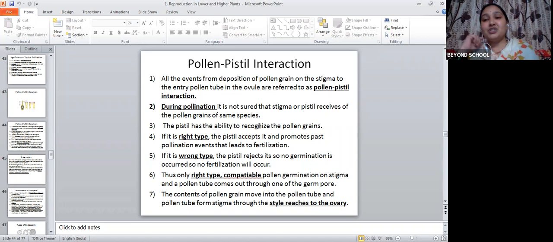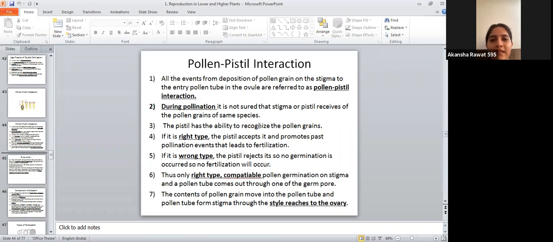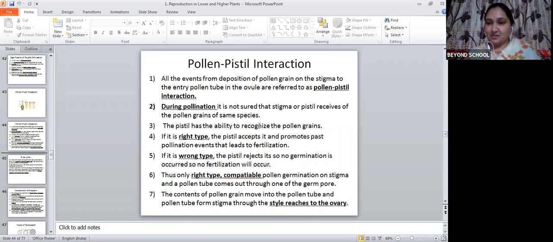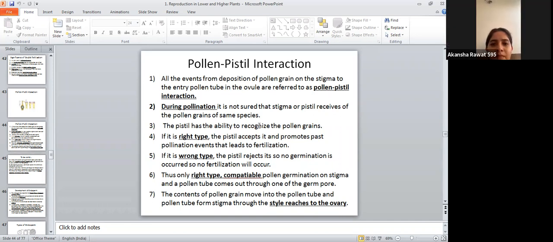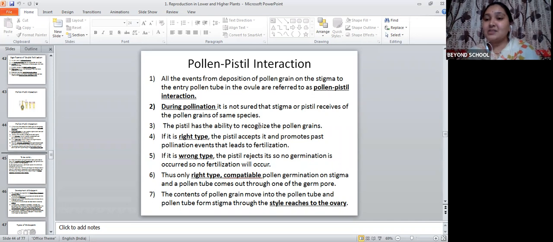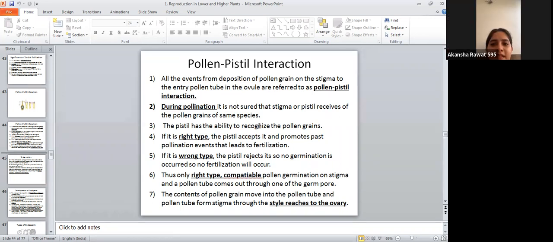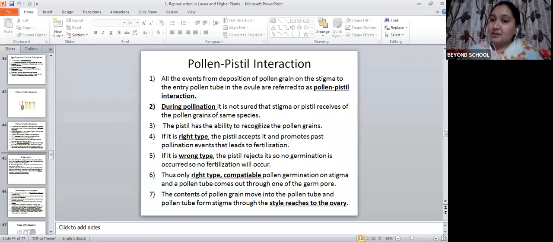The pollen tube, the germ tube, is supposed to get germinated, and then the further double fertilization activity is going to start. But what if that pollen grain is of the wrong type? The pistil means the stigma. So the stigma is also called the pistil. So this pistil, the stigma, is going to reject that pollen grain.